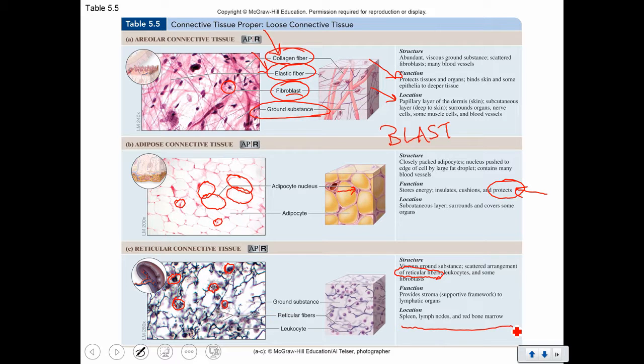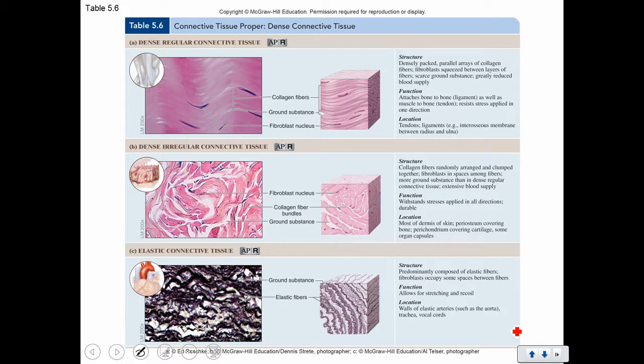So guess how many are we going to be in the next set? 6. No, I'm just kidding. 3. Yeah, 3. All right. This one isn't so bad. The hardest of the 3 is going to be the bottom one, and not because it's hard to determine what it is, but it's just hard because it's different from the others. So we have dense connective tissue. We have 2 different types. We have dense regular. Then we have dense irregular.